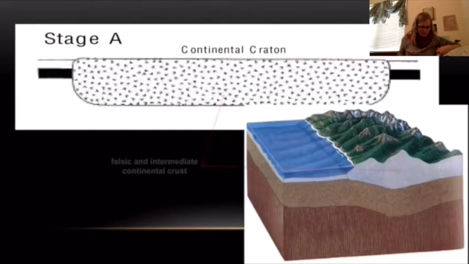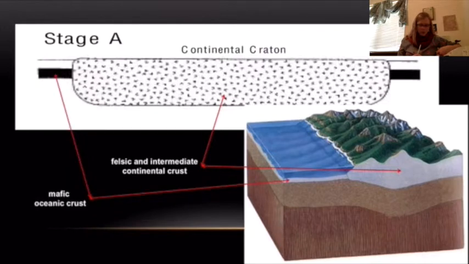All right. So we've got felsic and intermediate continental crust connected to mafic oceanic crust, all sitting on top of ultramafic mantle.